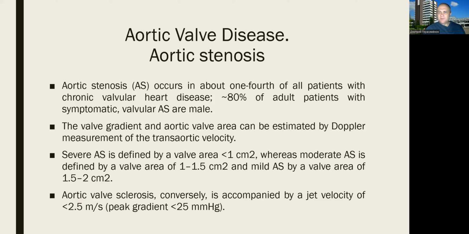The valve gradient in the aortic valve area can be estimated by Doppler measurement of the transaortic velocity. Severe aortic stenosis is defined by a valve area less than 1 centimeter square. Aortic valve sclerosis, conversely, is accompanied by a jet velocity of less than 2.5 meters per second.